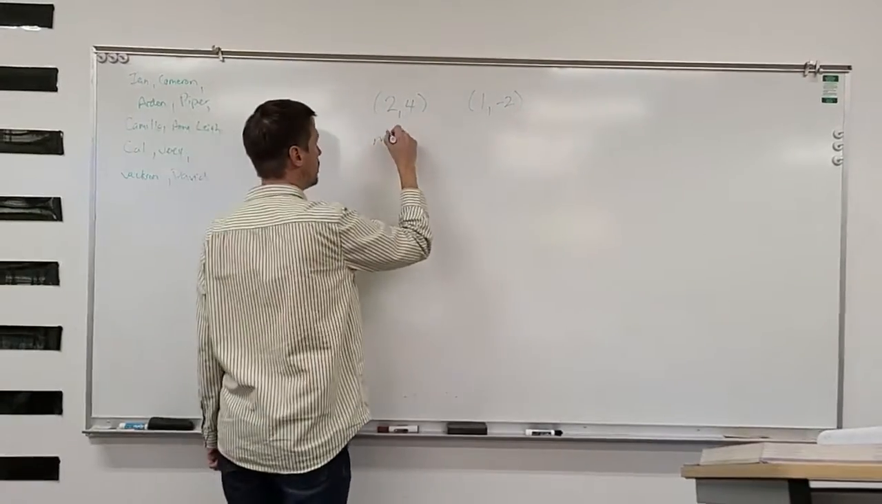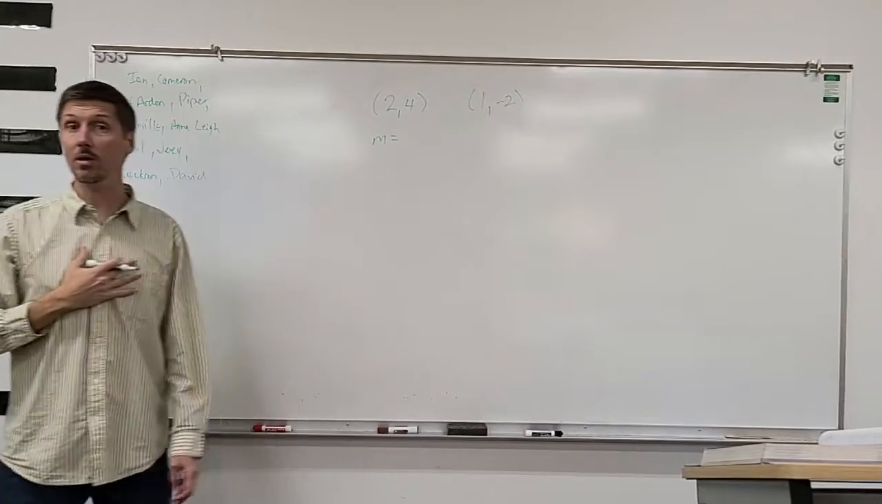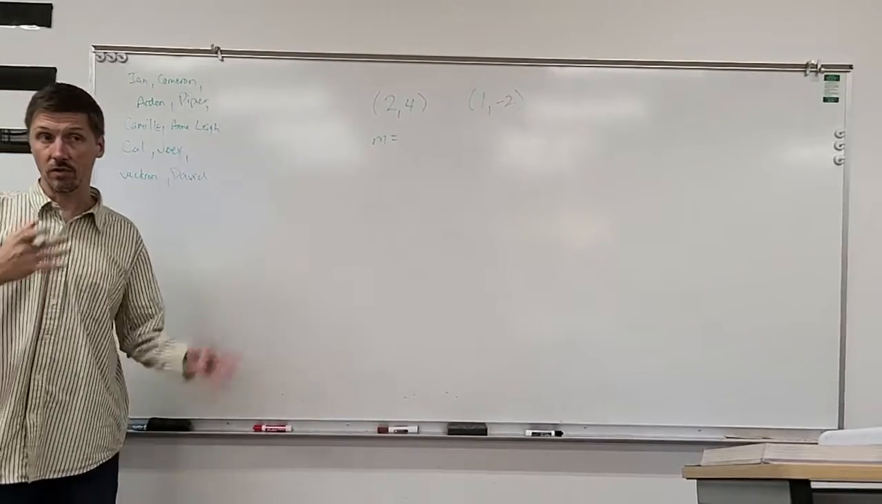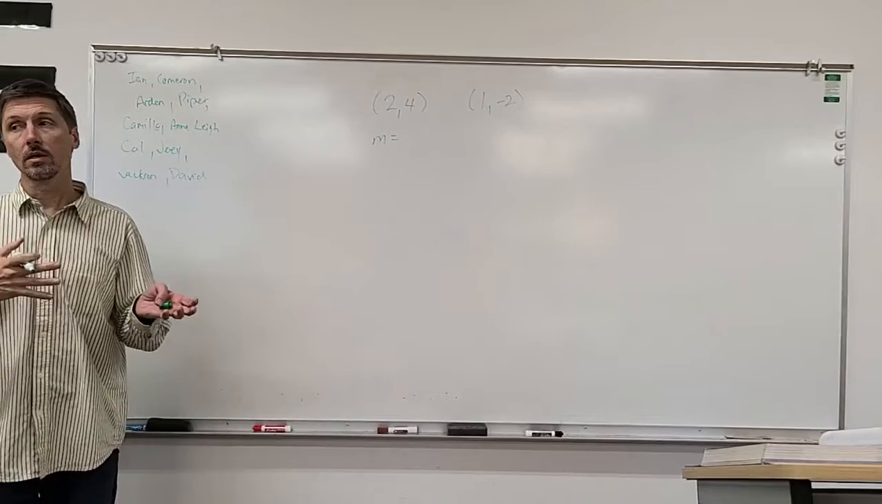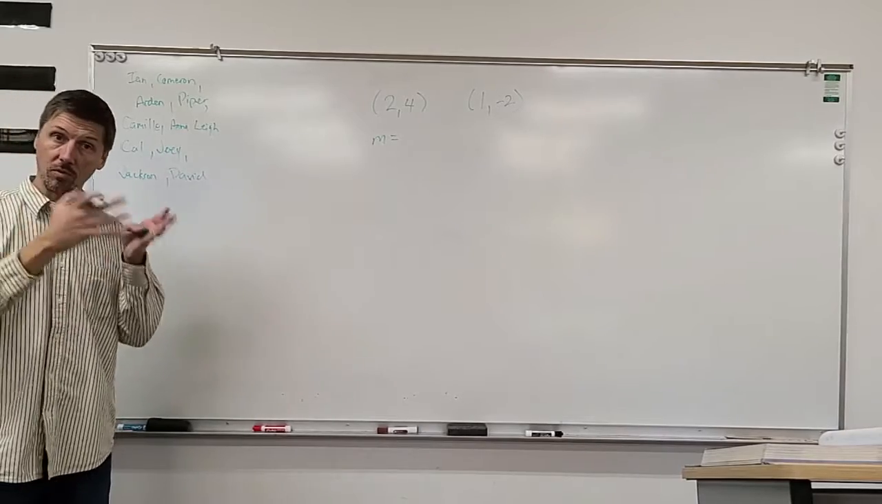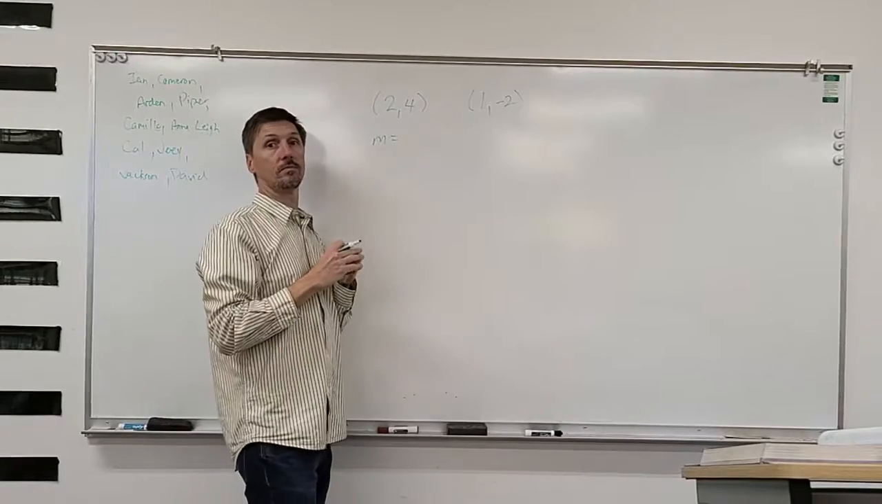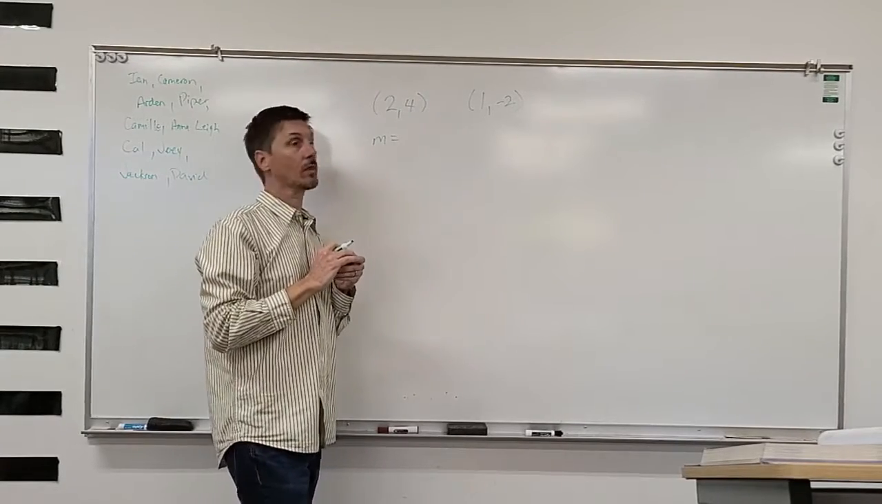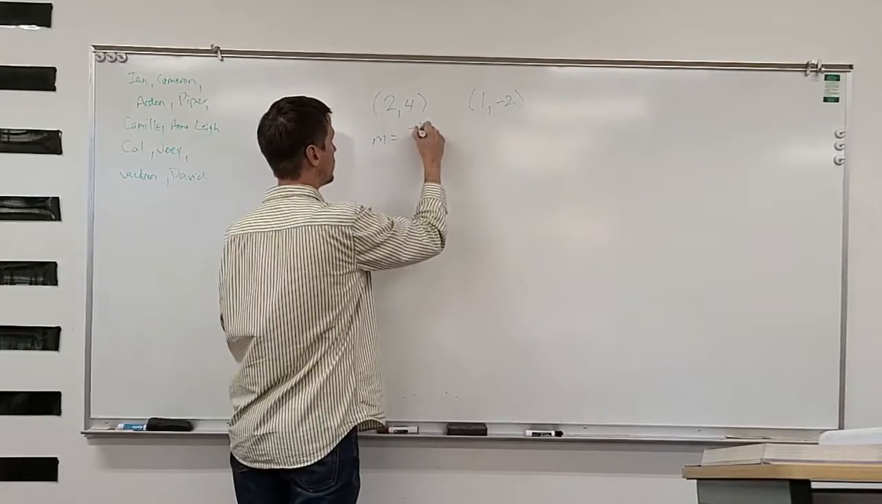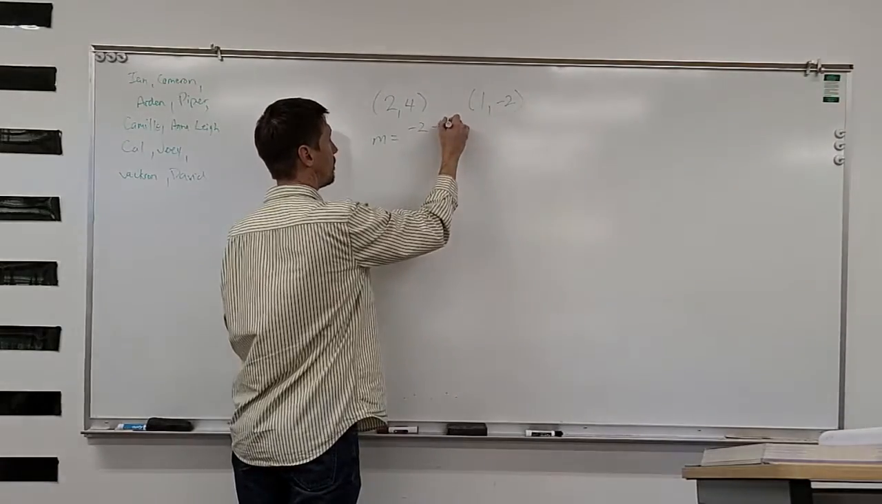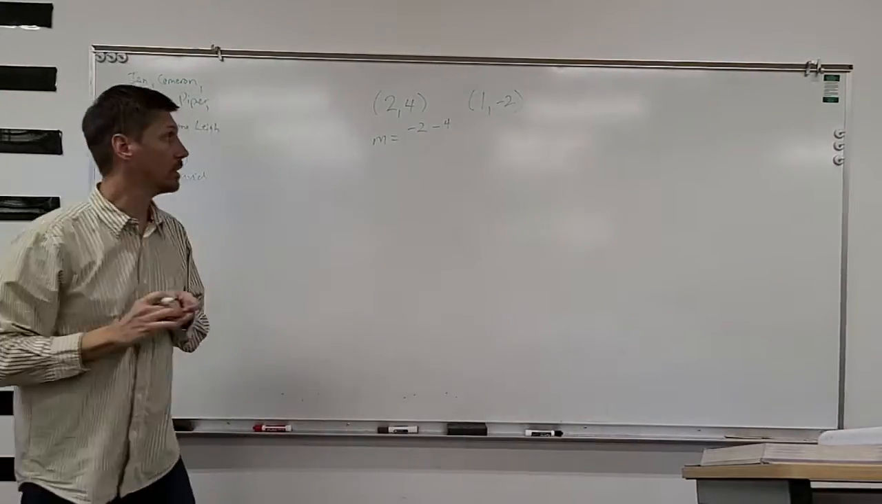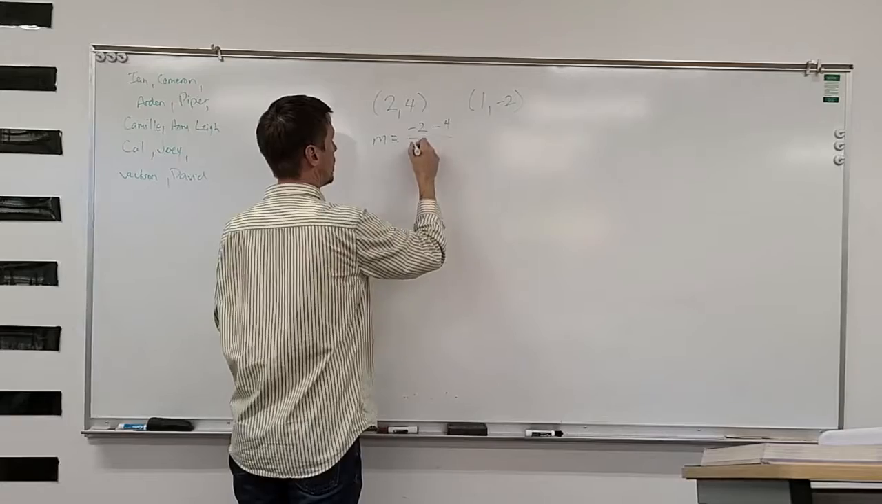So y2 minus y1. Now, like I said, it doesn't matter which point you start with as far as your y2, but you need to use the same point for y2 and the same point for x2, right? So which one do you want to start with? Minus 2. Minus 2? All right, so we'll do minus 2 minus 4, right? And then what's the bottom? 1 minus 2. 1 minus 2.